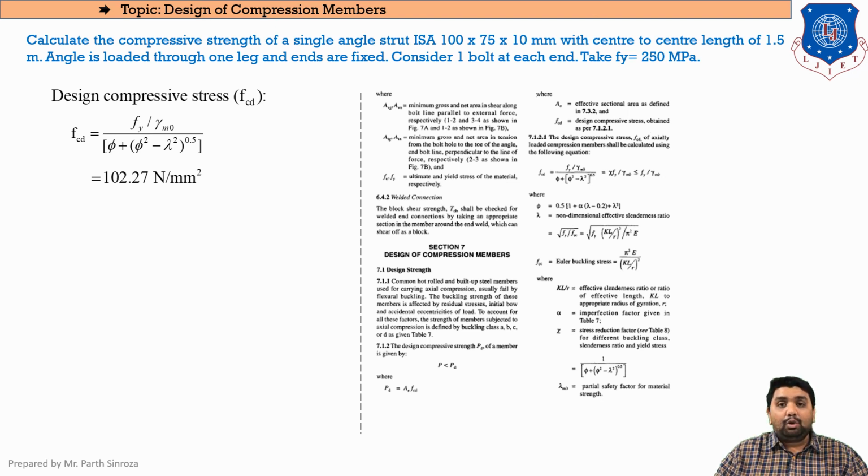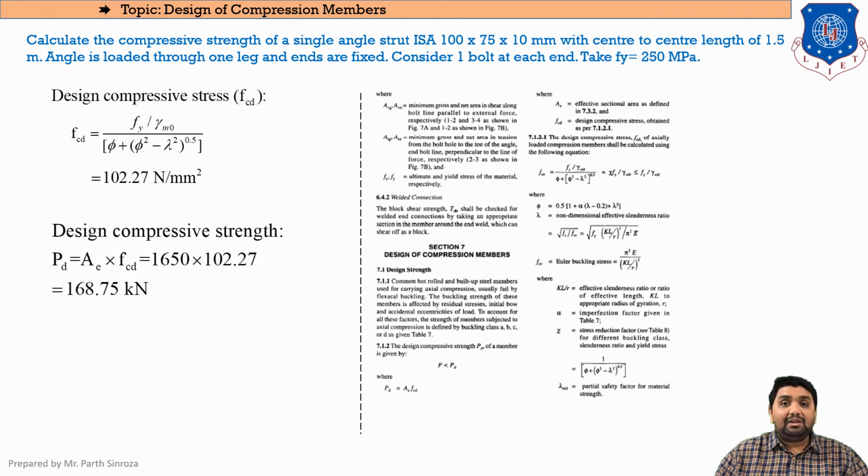But our ultimate goal was to find the compressive load. So now we'll use this equation in this term and find the value of PD. So the equation for PD will be A into FCD, and solving it we get an answer of 168.75 kN. So this is our sum regarding eccentric loading in a single angle continuous strut.